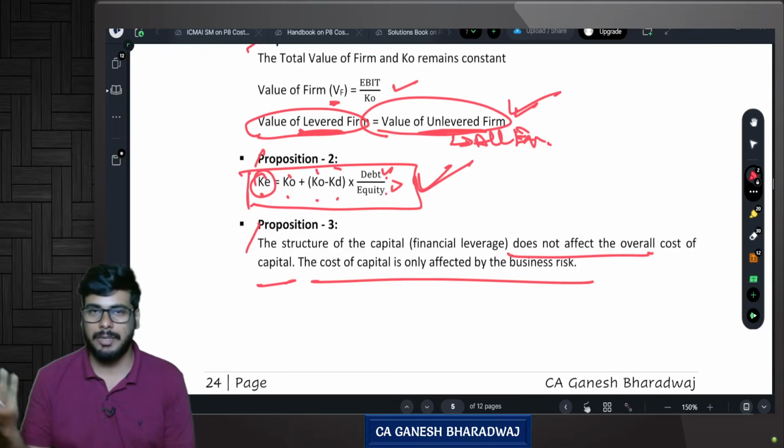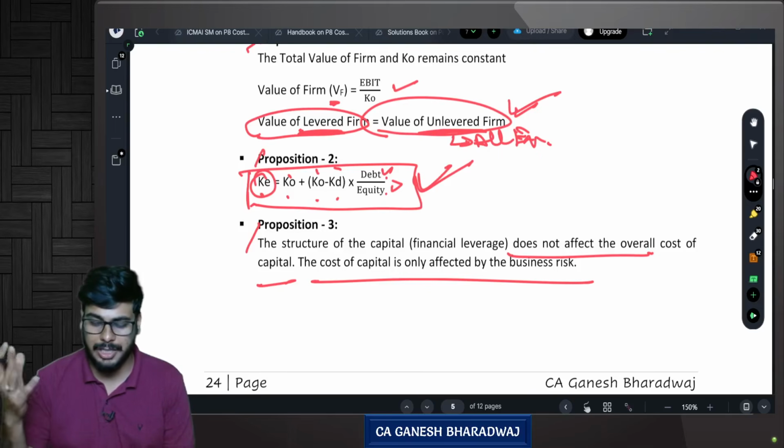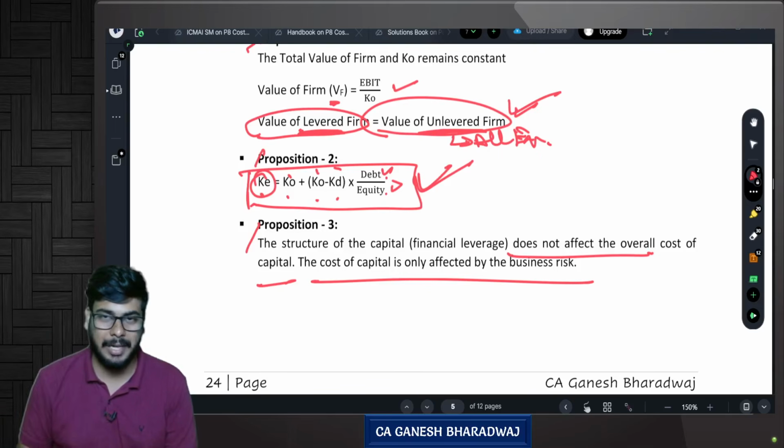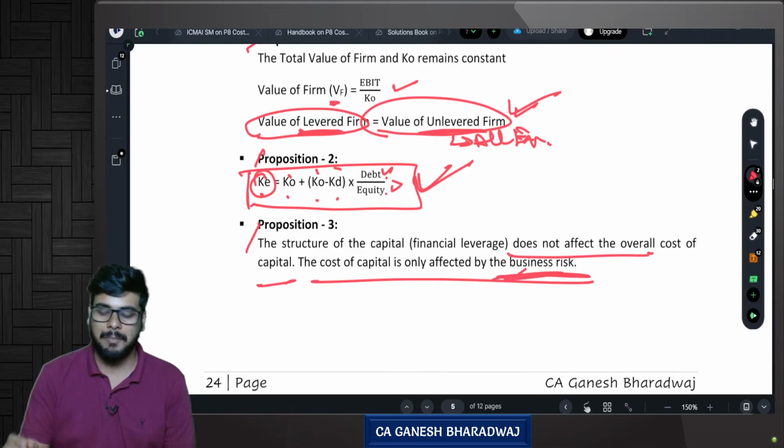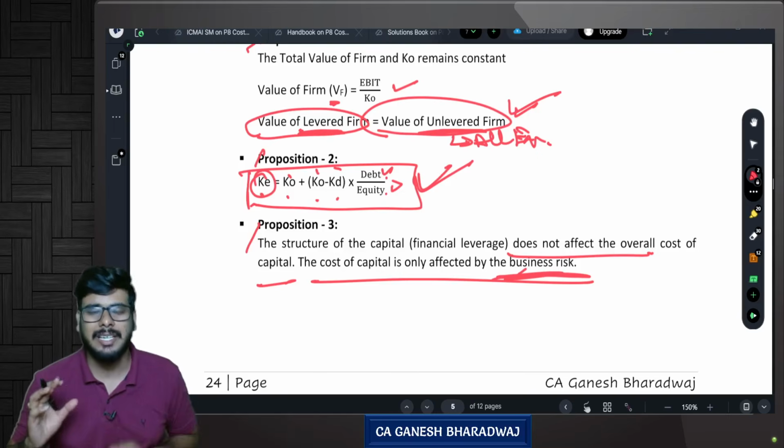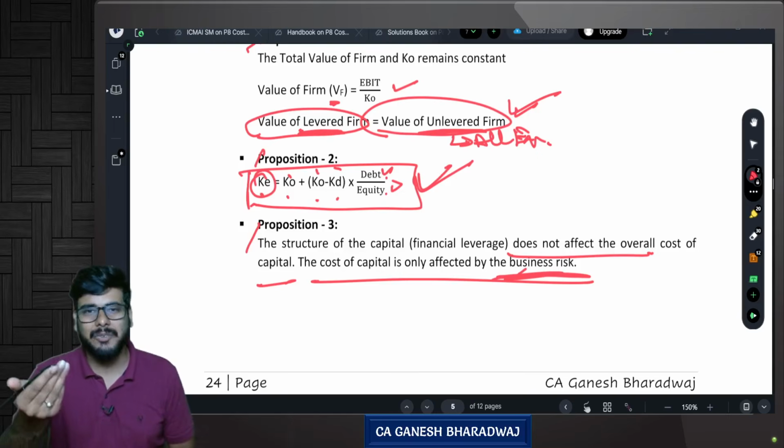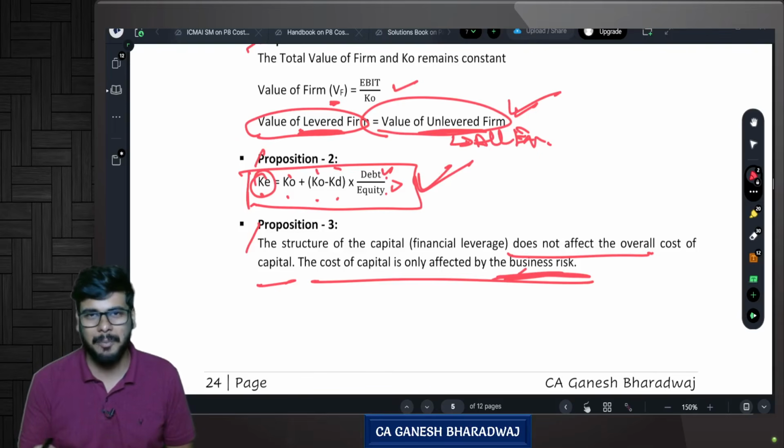Then proposition 3, what they are saying is that the overall capital structure decisions are irrelevant. It does not impact the value of the firm. The value of the firm is impacted only by your business risk. This is what they are saying. Are you clear with this, guys? Just know what these things are. We know all these things logically. We saw, you should not mug up anything; if there is a theory question, you can write it in the exam.